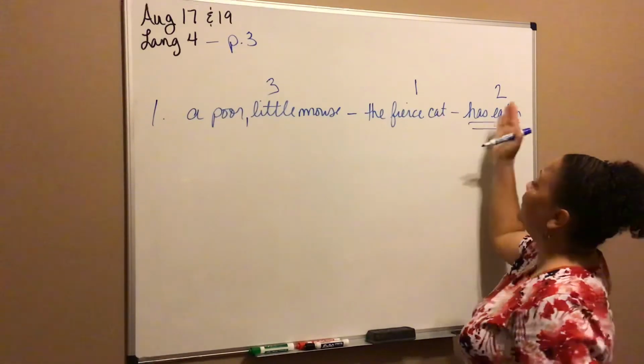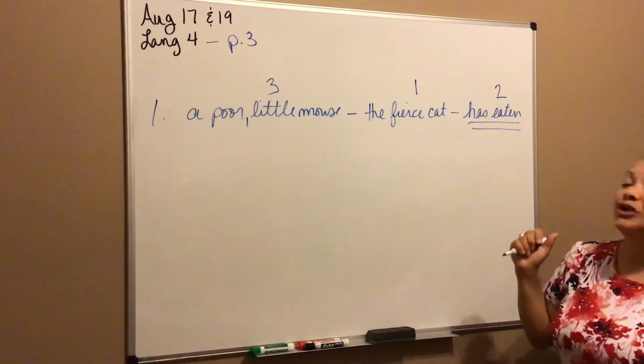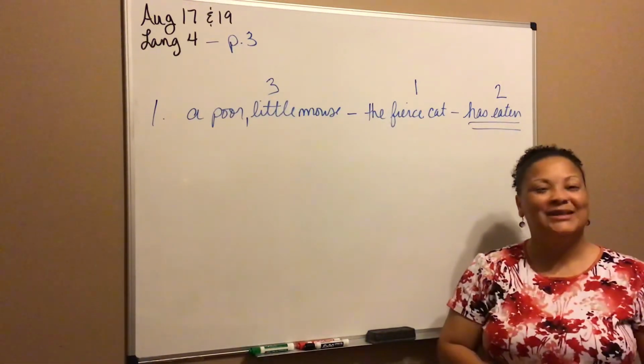So we will put numbers on top of the section of words in the order that it should appear to make a good sentence, okay? Any questions, guys? Let me know.